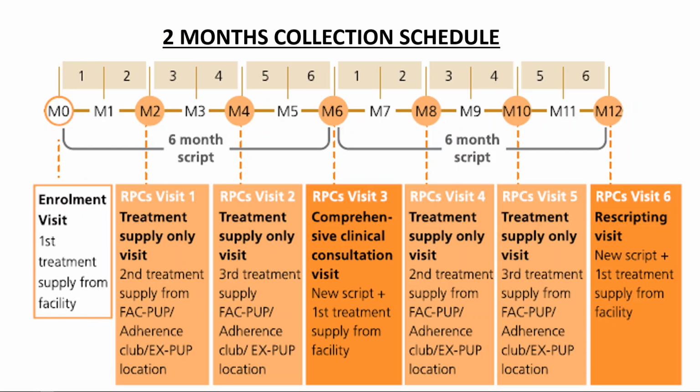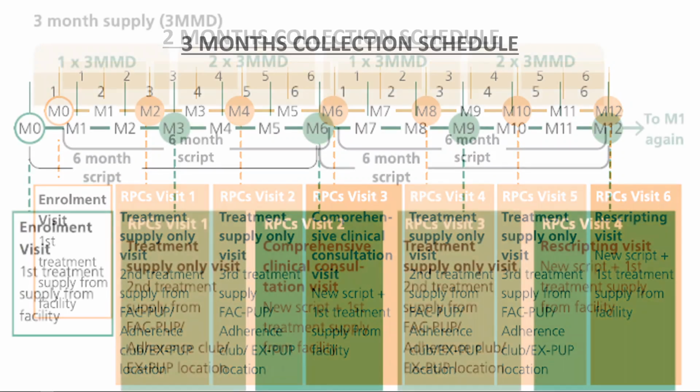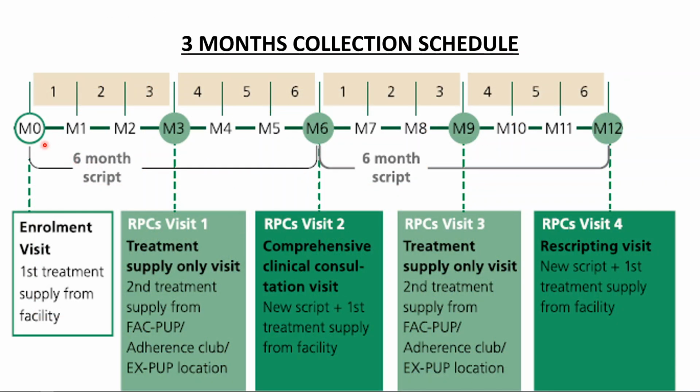The good thing to remember here is that these patients have been on treatment already. They have been collecting all along at facility level. So if they need to join, they need to join here. It is the same thing if you want them to join the 3 months: they will join at month 6, and they will continue with the rest of the patients. And their script needs to be valid for 6 months so that we do not miss the annual bloods.